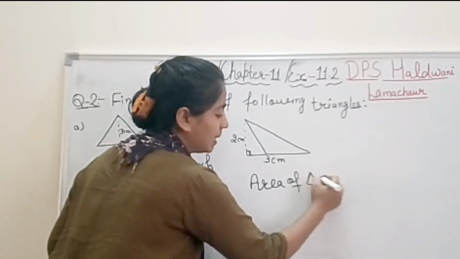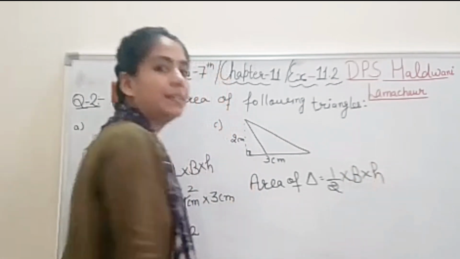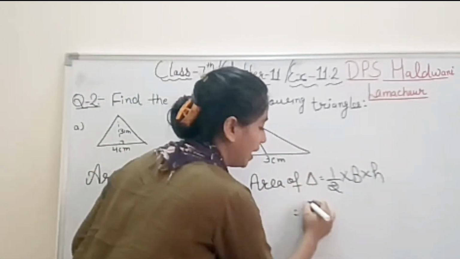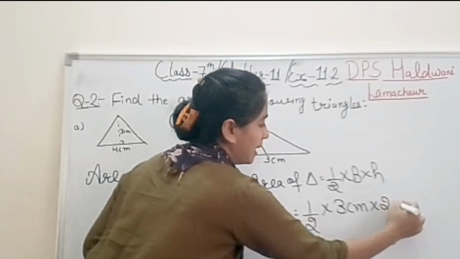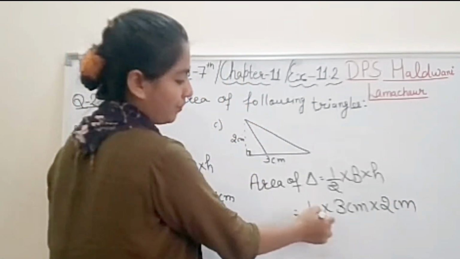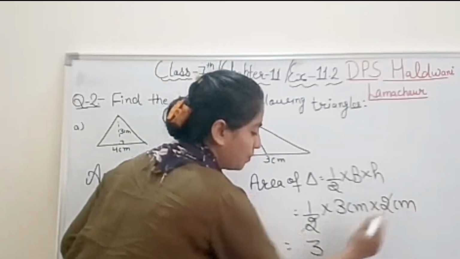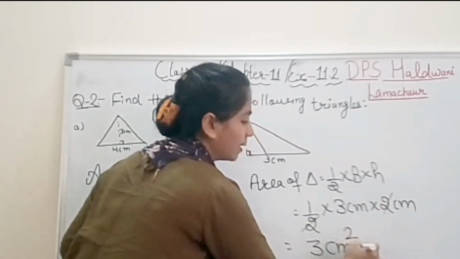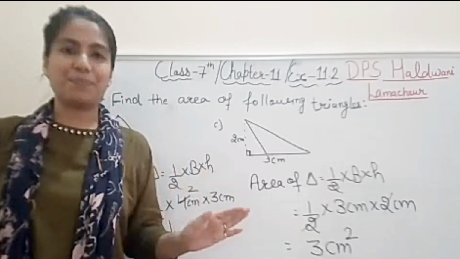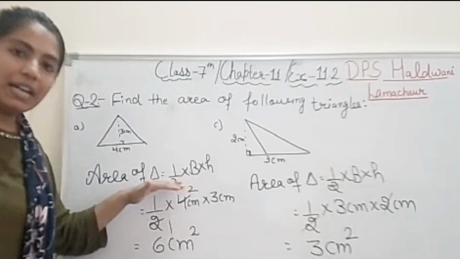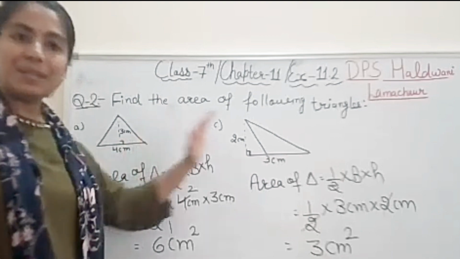So area of triangle. Every time you need to write down the formula. It's very important. So just put the values into the formula. Base is 3 centimeter and height is 2 centimeter. So this 2 will cancel out with this 2. So 3 centimeter into centimeter, centimeter square. The calculations should be correct. The rest of the question is very simple. As you can see in the formula, you directly need to put the values. That's it. Very simple.